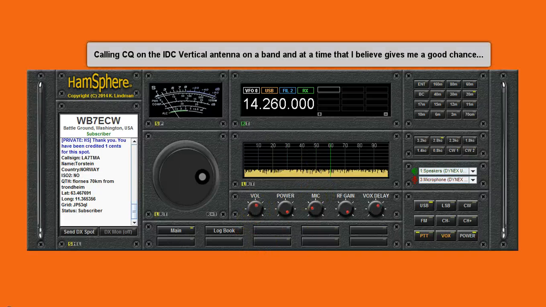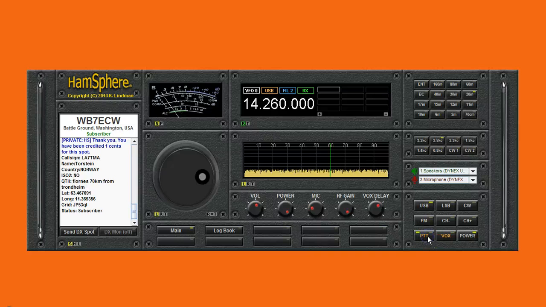So I'm just going to call CQ a little bit. Is this frequency in use? Just in case there's somebody on frequency that I can't hear. And again, while I'm talking, watch my ALC meter. My needle needs to stay in the green. If it gets above that, I need to turn my mic level down.